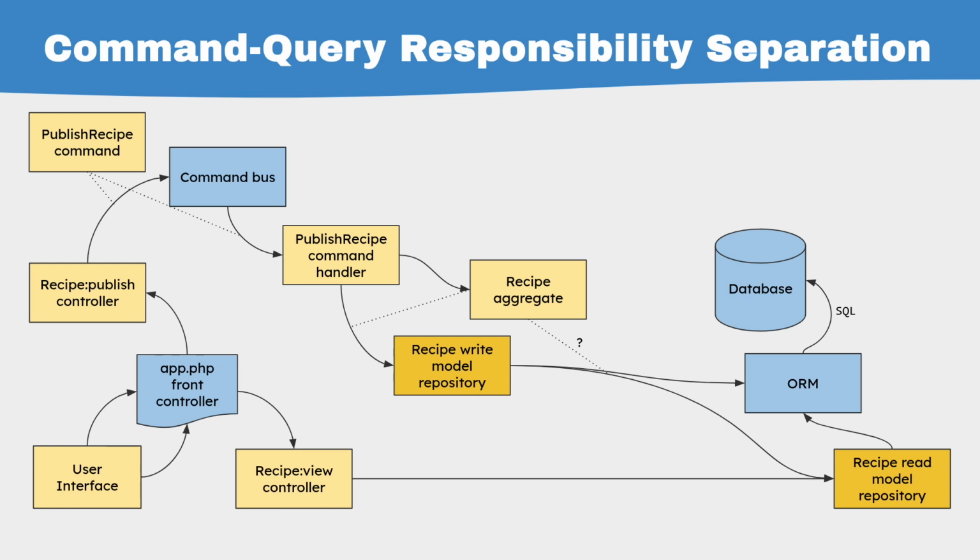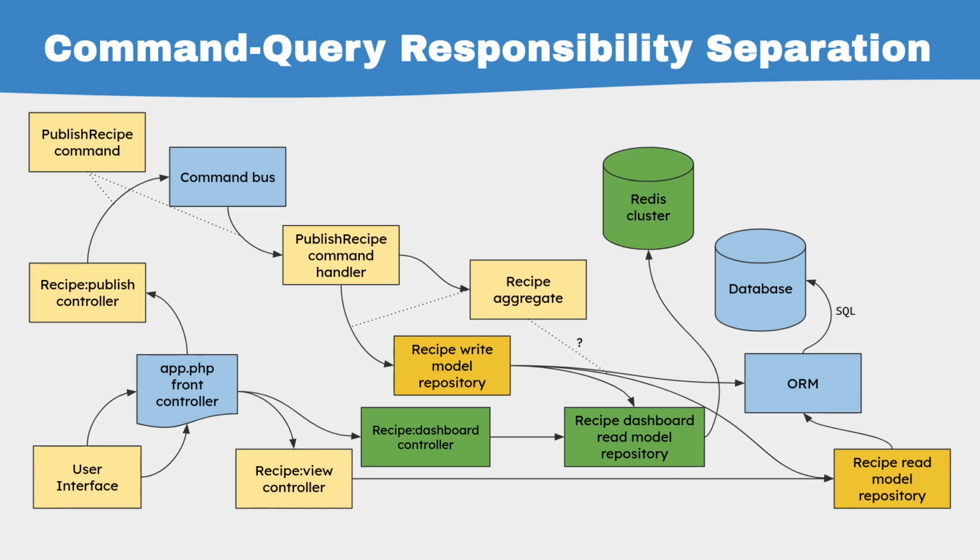And the changes from the write model repository are also communicated to the read model repository, which can then update the database with anything it likes. And our view controller just talks to the read model repository. What's the advantage of this?